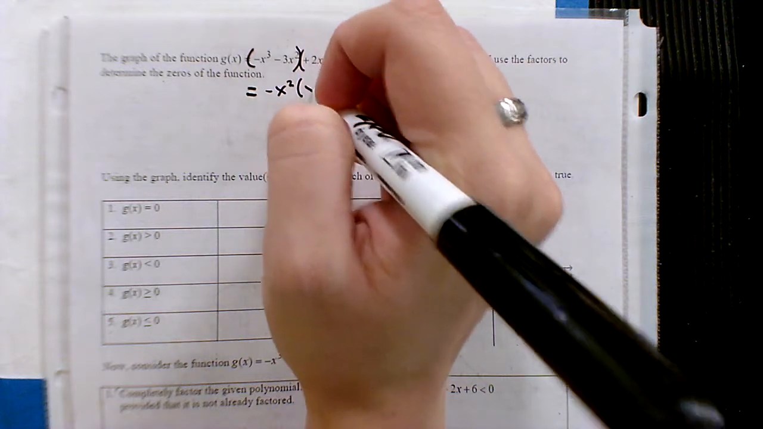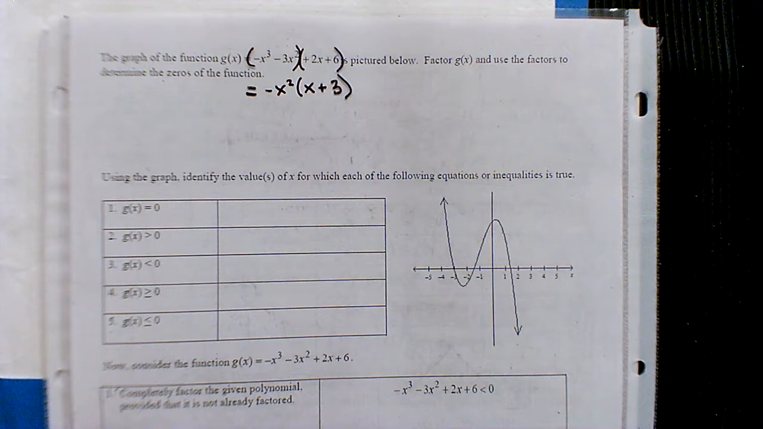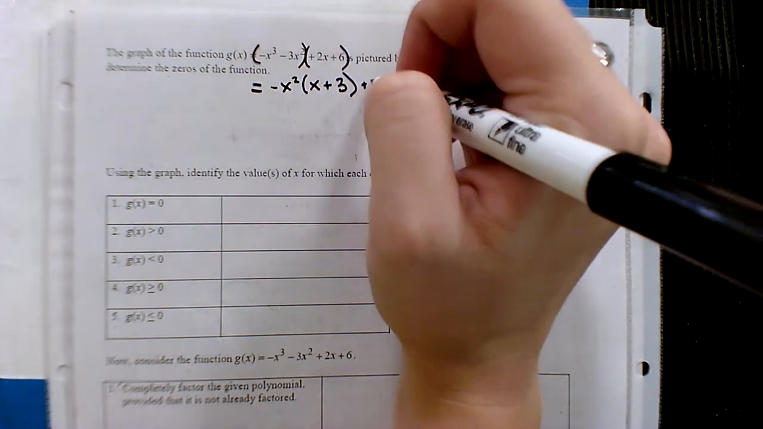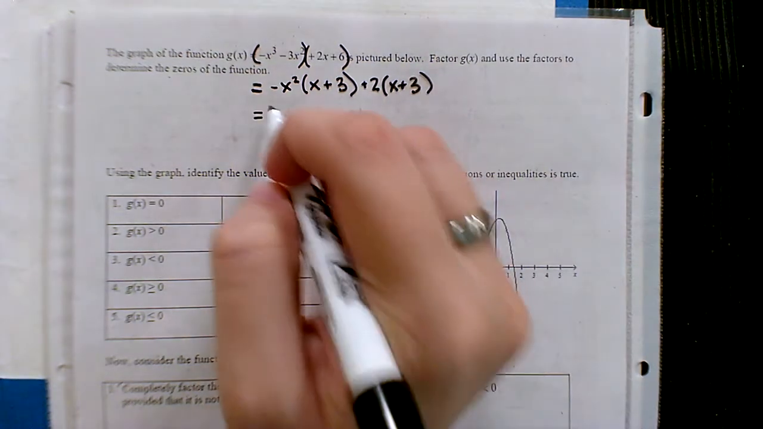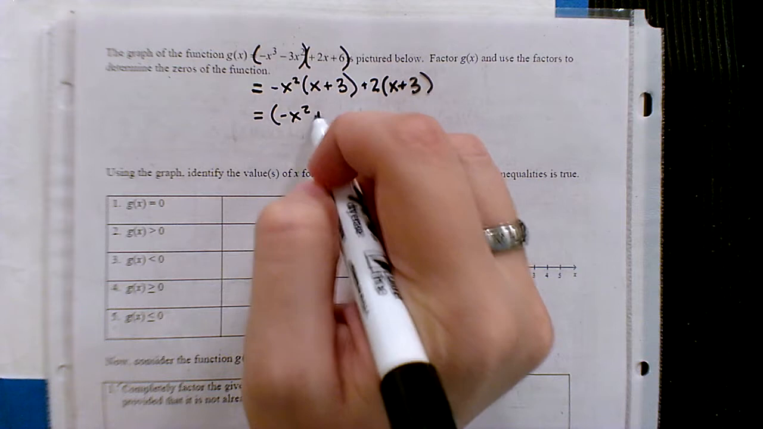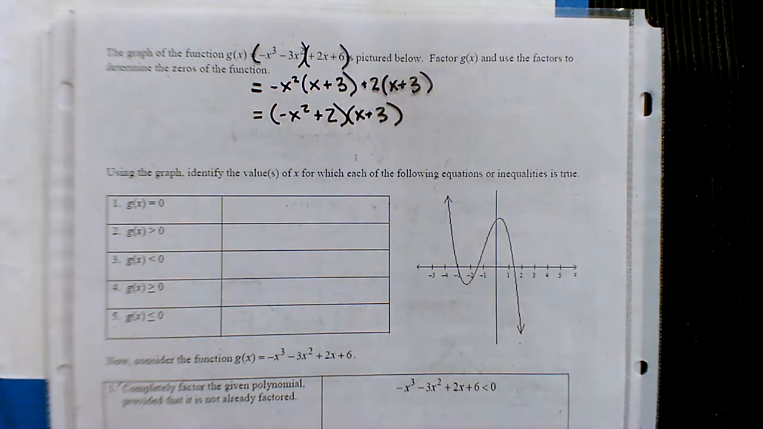Okay, so we're left with an x plus 3. What can we remove from the second group? A 2. Okay, so we get the same x plus 3, which is perfect. Our 2 factors, we got negative x squared plus 2 and then x plus 3. So we're done with grouping. You've got to ask yourself, can we go any further?